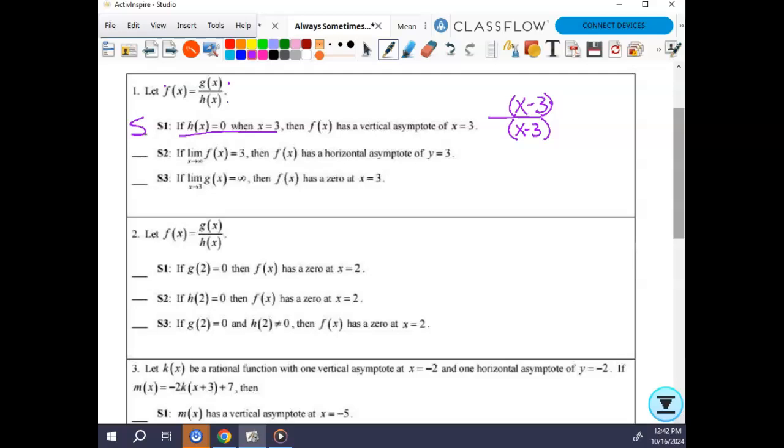All right, so then the second part says, the limit as x approaches infinity is 3. So f of x has a horizontal asymptote at y equals 3.